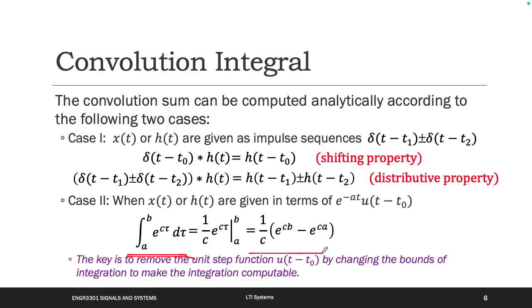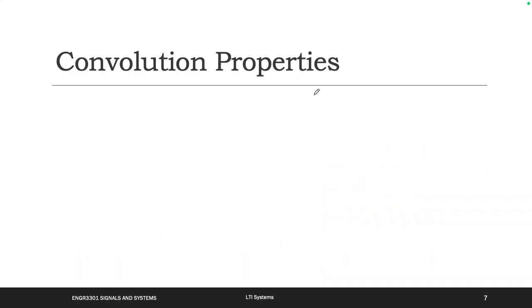Yeah, by changing the boundaries of integration to make the integration computable. Yeah, this is what we need to do. Okay, and then this is a convolution integral and a convolution sum, and we will continue to talk about the convolution integral. Before we talk about that, let's review the convolution properties.